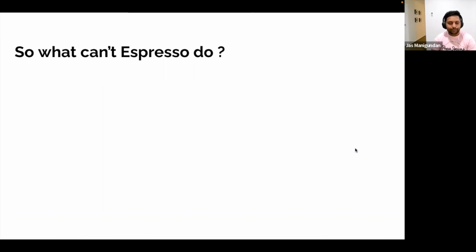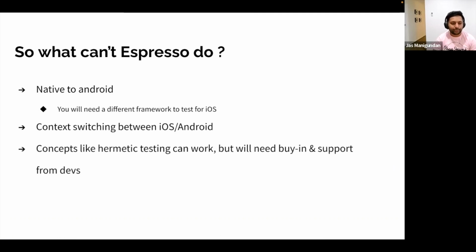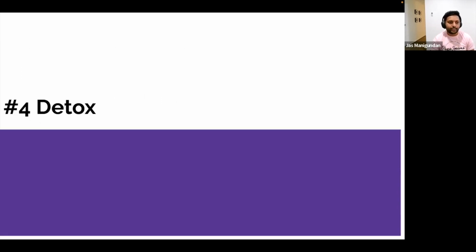In terms of what Espresso can't do, it's native to Android, as I mentioned. As I said, you might need a different framework for iOS, with the same issues like context switching between iOS and Android. The same goes for hermetic testing. It can definitely work. You can pass in different test data sets within your test without having to do any proxy or stuff. But you will need the code to be in a position where it's mockable. And that's pretty much Espresso.